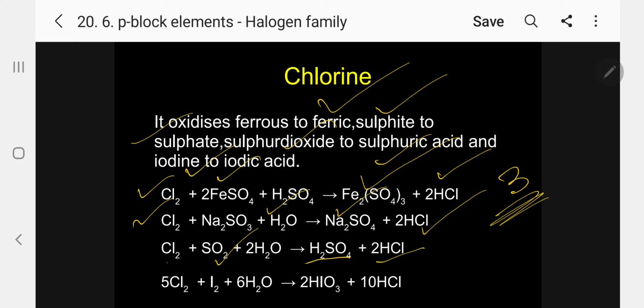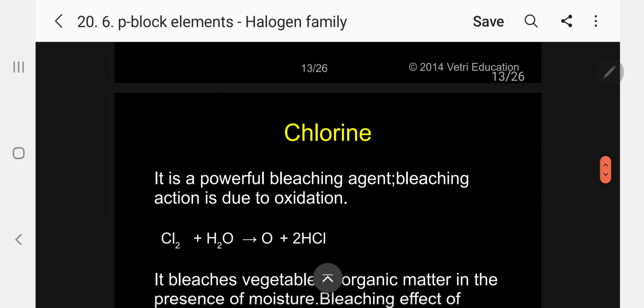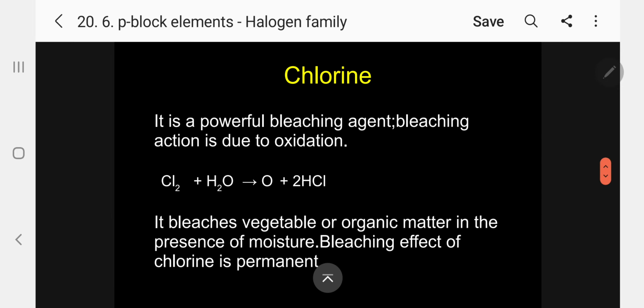The same way, chlorine reacts with iodine in presence of water to form iodic acid and 10 moles of HCl. So always in the products there is HCl and the corresponding compound is converted into another compound, the oxidized compound. We know it is a powerful bleaching agent, I told you already.